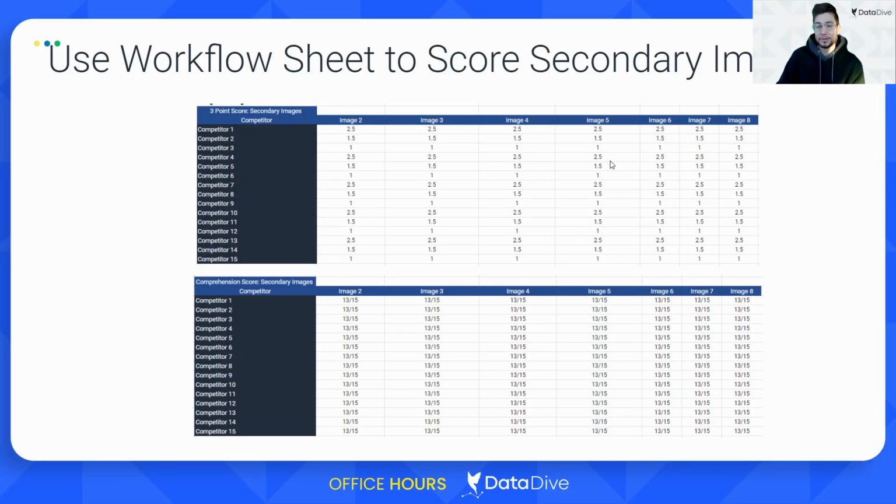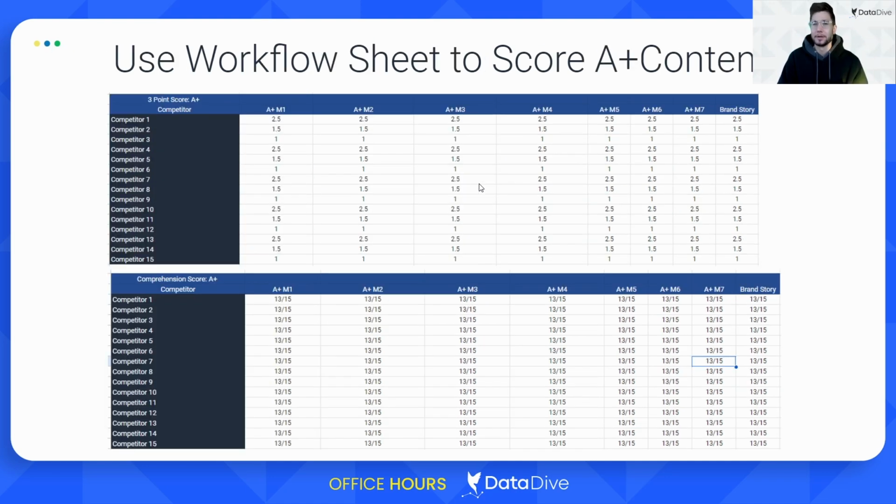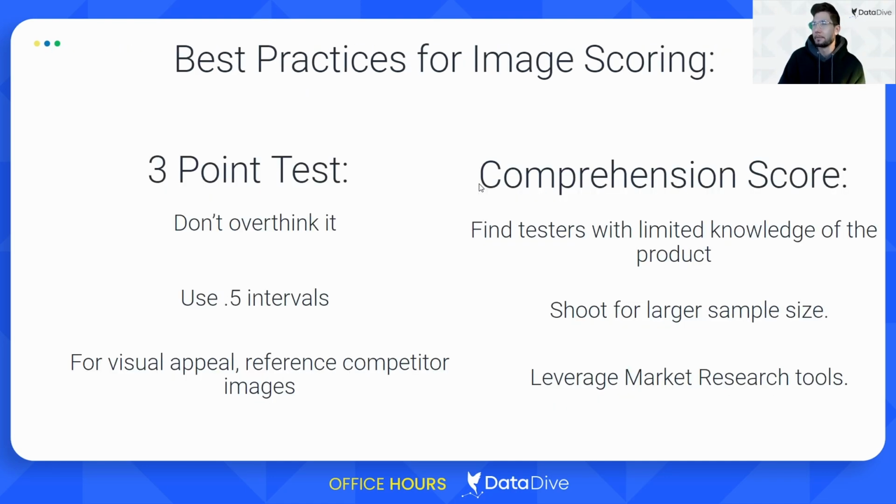So you're going to just use the workflow. It's going to be step 2, and you're going to score your secondary images. There are scores for your secondary images for the 3-point test and comprehension, and there's a score section for your A+ for the 3-point score and for the comprehension.